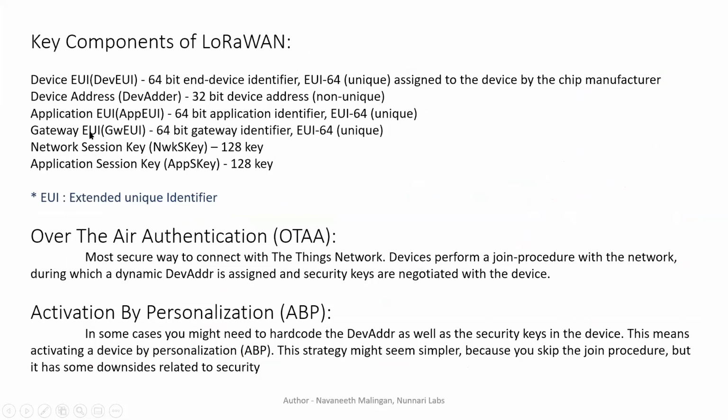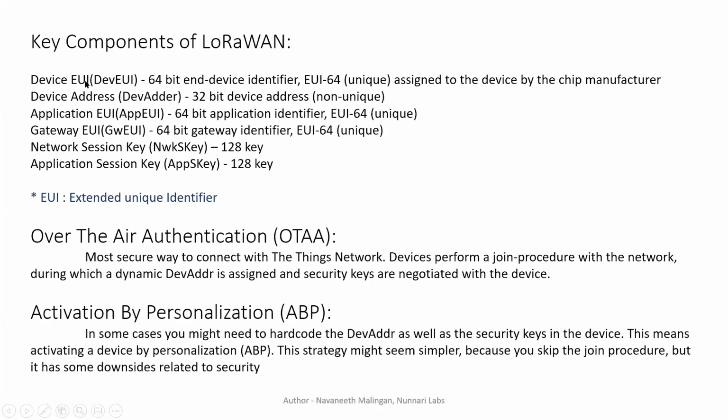And again gateway UI, it is for gateway identifier. It's a 64-bit identifier. And next two important keys you have, network session key and application session key. A lot of people have been asking about the security reason, right? Because it is a UDP packet, this network session key and app session key will be used to encrypt the data. We will see how it is doing the encryption. It's basic AES encryption, but why two keys, we will see that.